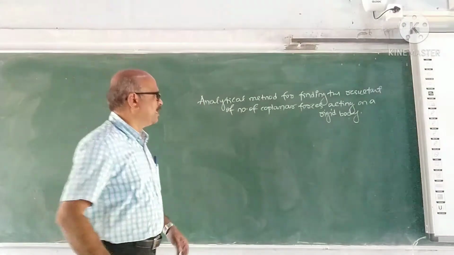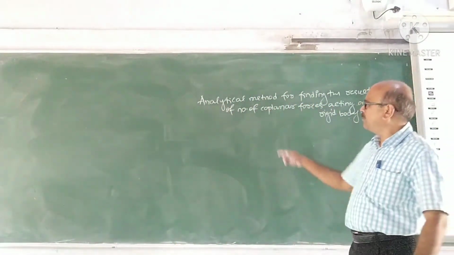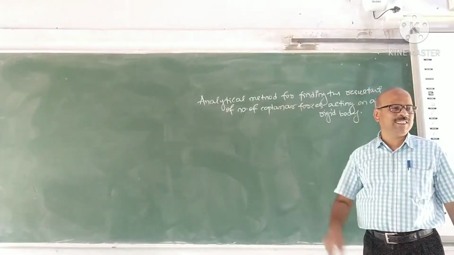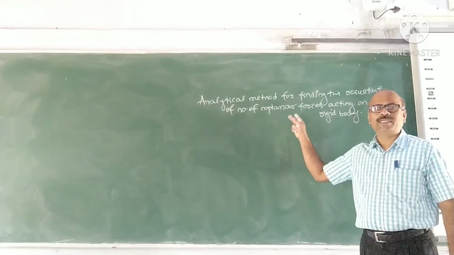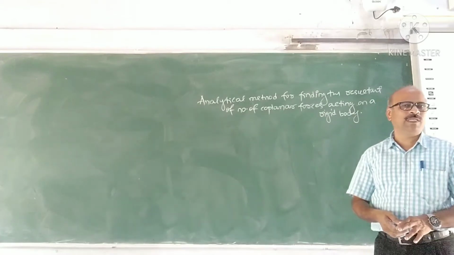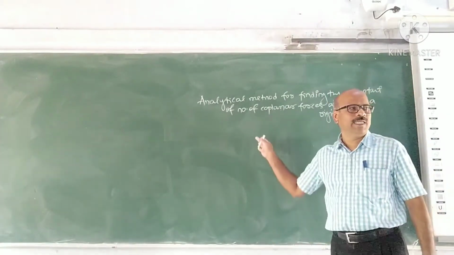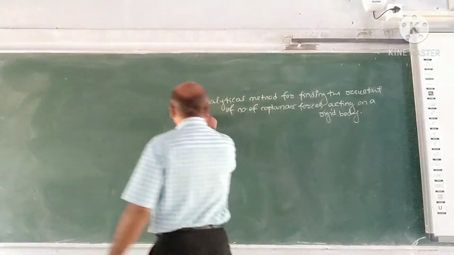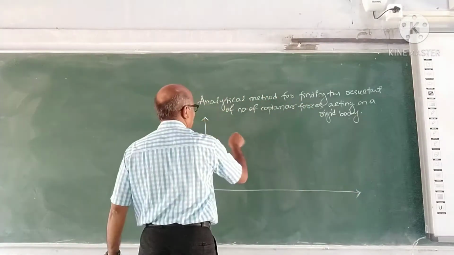So analytical method means we derive an expression for the equation of the resultant. Resultant means it is a straight line because forces are acting in a plane. And straight line means we derive the equation for the line ax plus by plus c is equal to 0 in that form. If you know the equation, then the resultant is completely known.